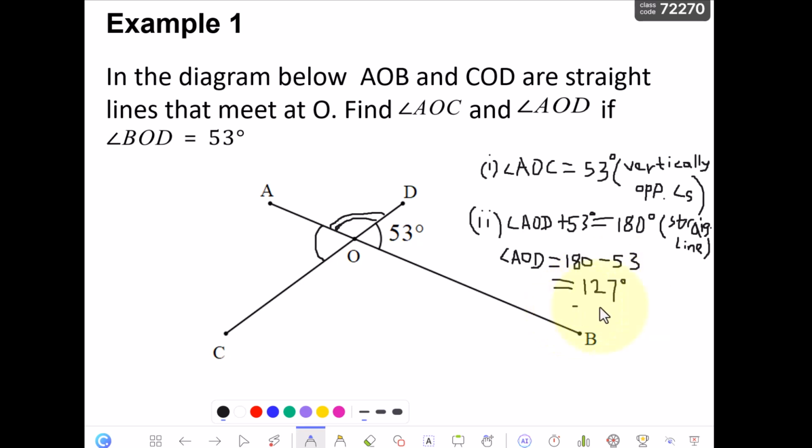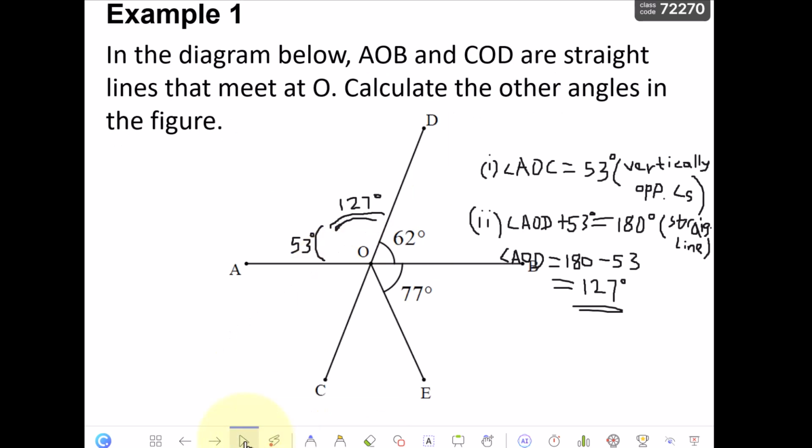So this is the first example in today's lesson. So this side now will be 127. In case you want to write it in your book, then this side will still be 53. So take note of that. So that is the solution to this example. So let's go to example 2, and that is all for today's lesson.